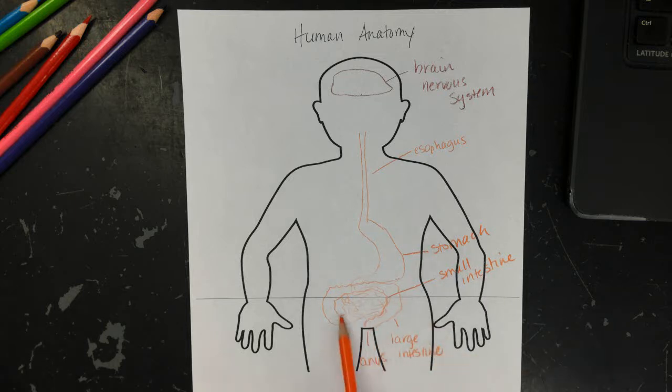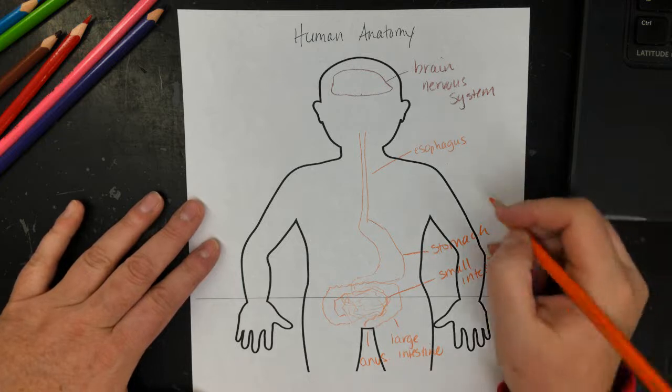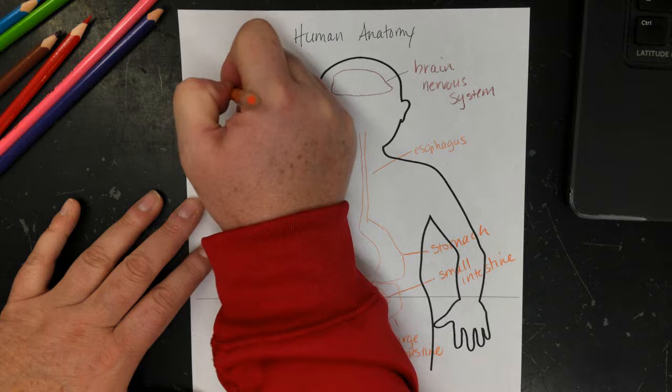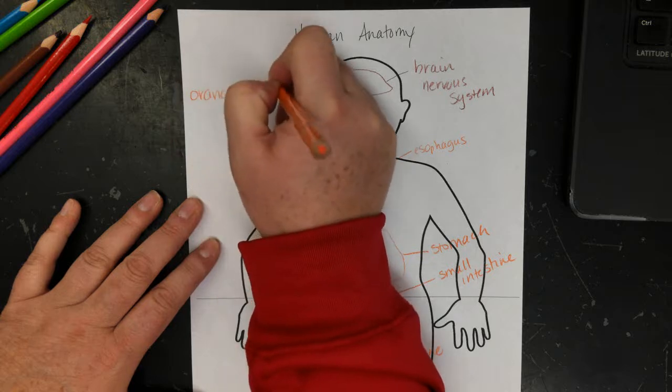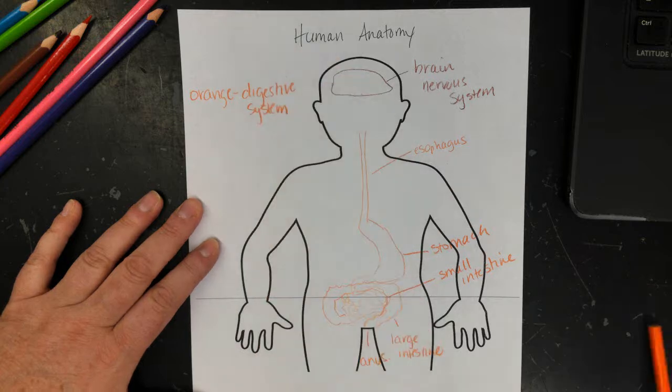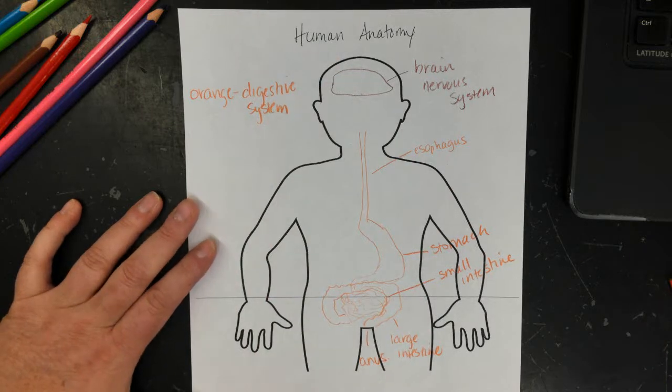The small and large intestine is where your body continues to digest, but it also absorbs all the nutrients that you need from the food, and then what's left over is expelled. So orange is the digestive system. Let's see, I'll write that up here. Okay, and like I said, this is simplified.